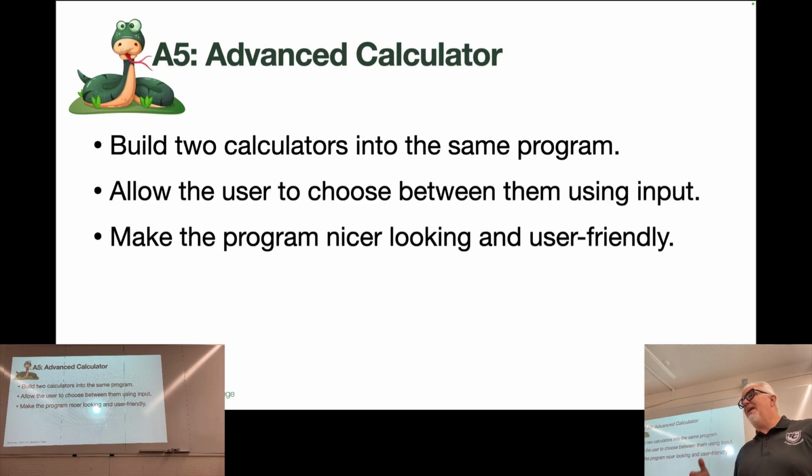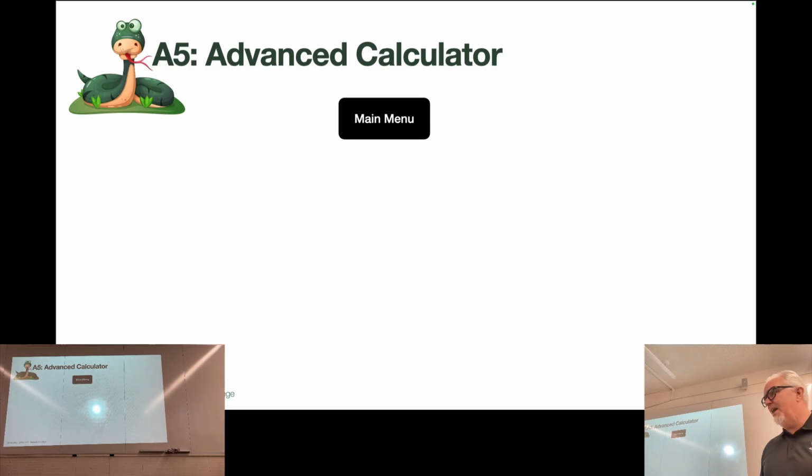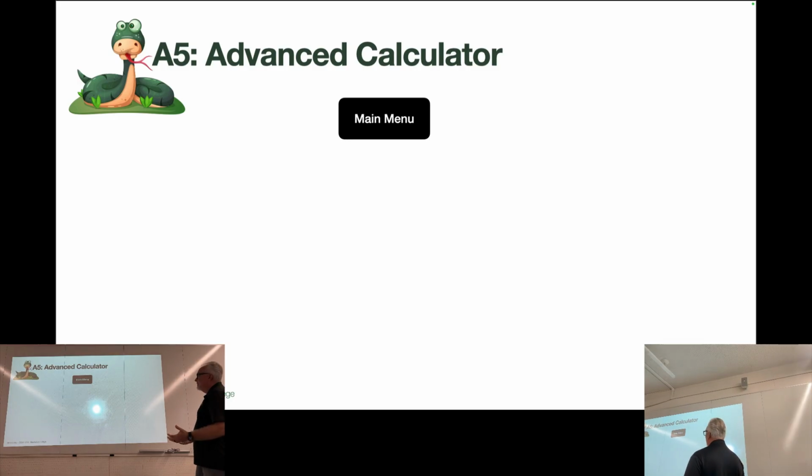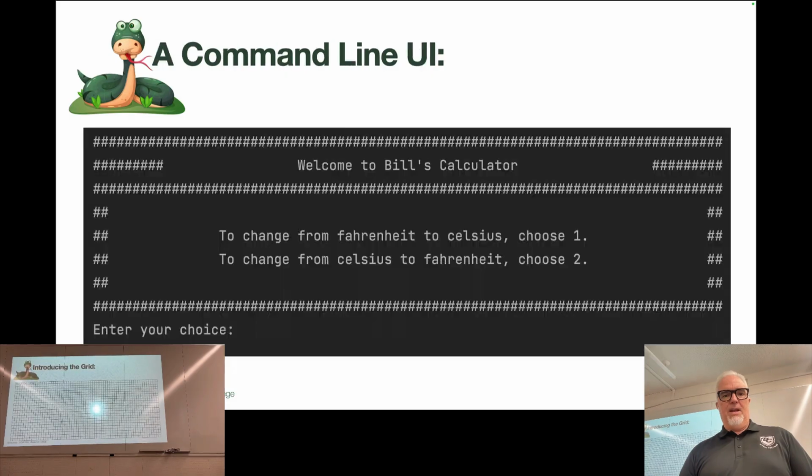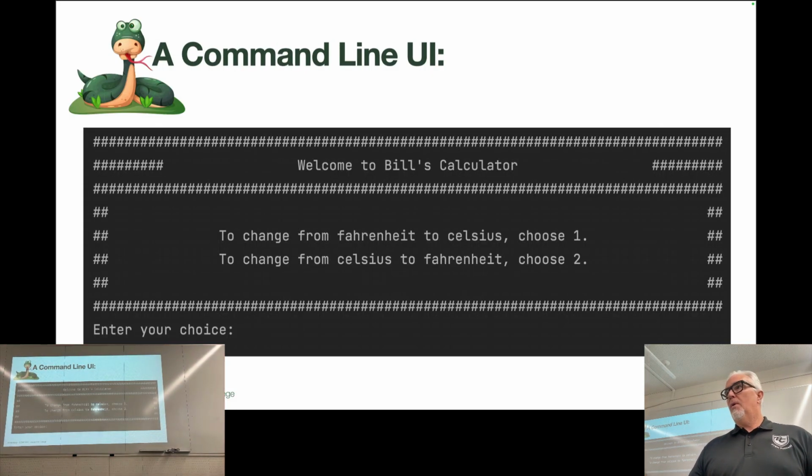Each calculator must take at least one user input and do some calculation and produce output. The two calculators don't have to be related to each other. In other words, you don't have to do Celsius to Fahrenheit and Fahrenheit to Celsius, although you could. But the whole idea is that when you start the program, you have that main menu, sort of like this here, where the user is going to choose which calculator they want to use.